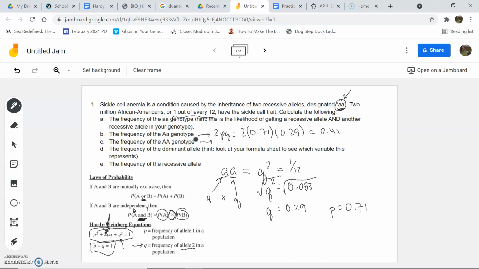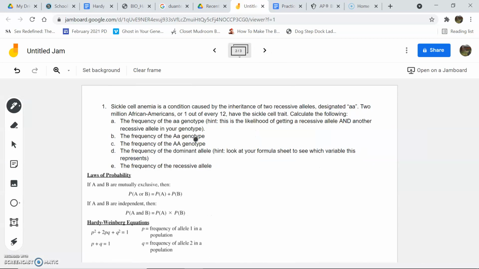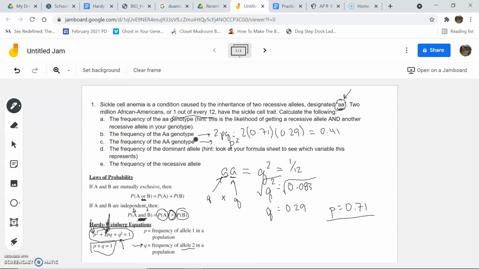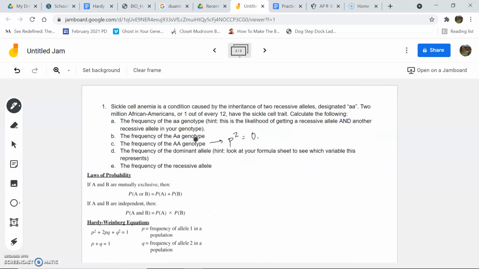What's the frequency of the big A? Well, big A is P squared. So we're just going to solve for P squared now. I'm going to go to the next sheet here because it'll just be cleaner. So big A is P squared. I'm going to go back and show you that P was 0.71, right? So 0.71 squared. Well, what is that? 0.71 squared is 0.50.